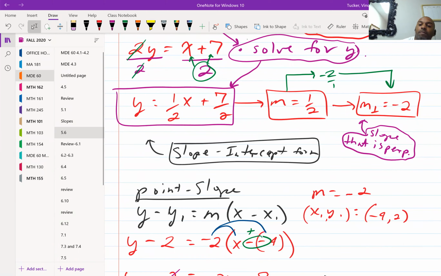Right now, we're just looking at terminology. Everybody okay?